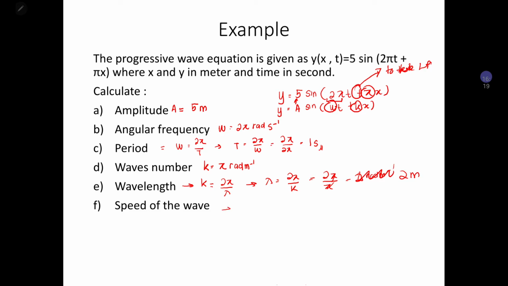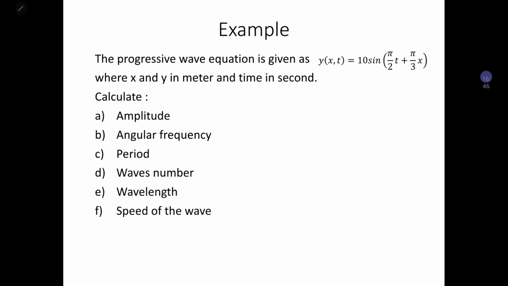Okay, speed of wave V. V sama dengan F lambda. Okay, F kita dah dapat? F ada ke? Tak ada. Tapi kita boleh tahu F sama dengan 1 over T, so sama dengan 1 over 1. So jadi 1 bagi 1, 1 Hertz. So darab 1 darab dengan 2, so dia jadi 2 ms negative 1. Alright, clear? Okay, another example.